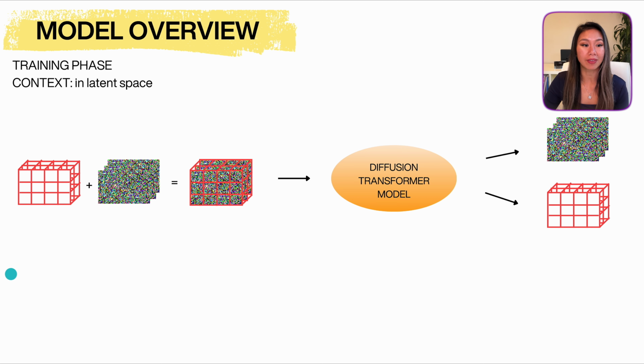In the latent space, we have latent representations marked by the red grid boxes. We're starting with a latent representation on one end and finishing with a latent representation on the other end. And the intent is to train the diffusion transformer model in between them. That's a lot of words, so let's break it down.